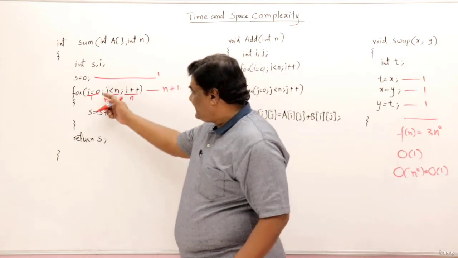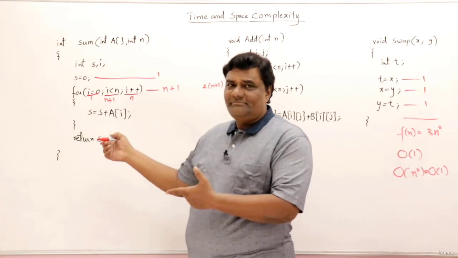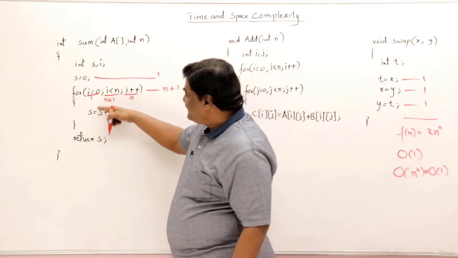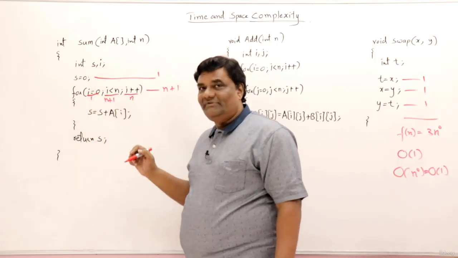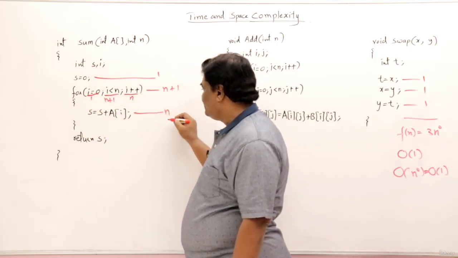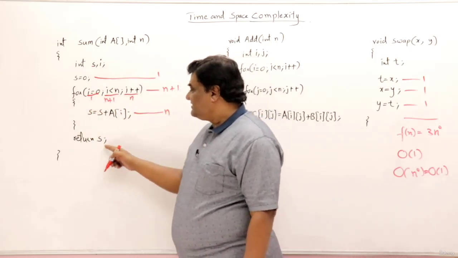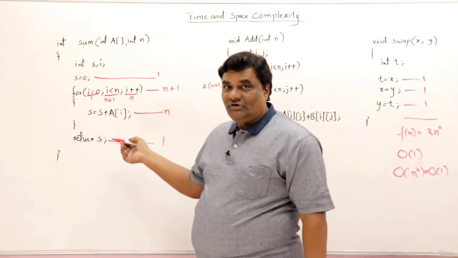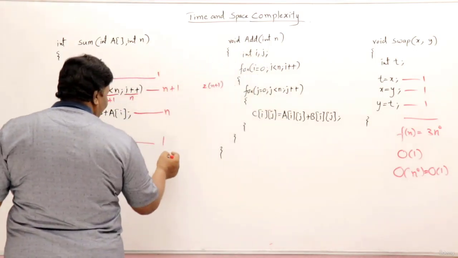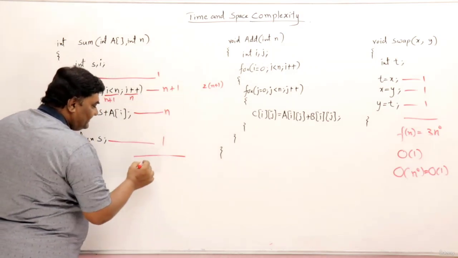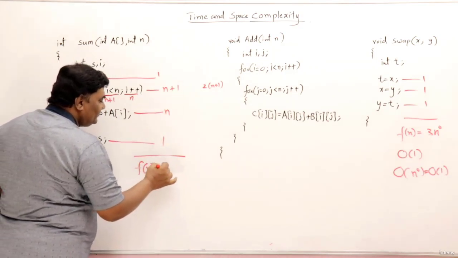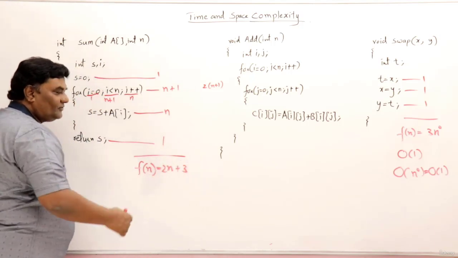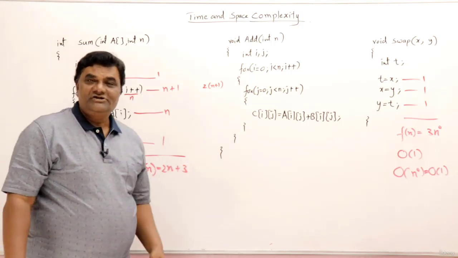Then next, what is there inside? This statement is a simple assignment and arithmetic operation, addition. How many times? As long as the loop is running. How many times will the loop run? N times. This is n. Then at last, return s. How many times will this execute? Just 1 time. So total how much? I'll find the sum of all these. 2 times n. So the time function is 2n plus 1, 2, 3. 2n plus 3. This is the time function we got.